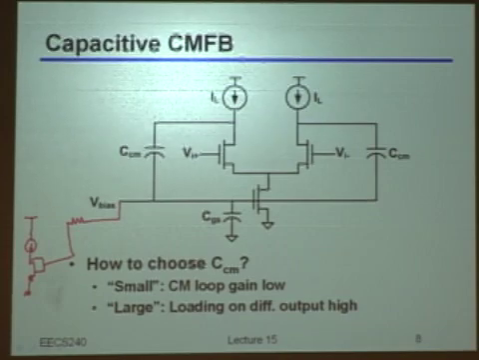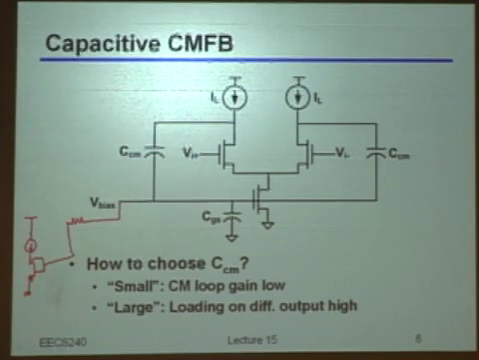The point here is how do we size CCM? That's one of the design trade-offs that we have here. So what's your idea about that? There are some hints already in the slides. One would say, let's go for just small CCM. But what does this imply? The common mode loop gain could be low.